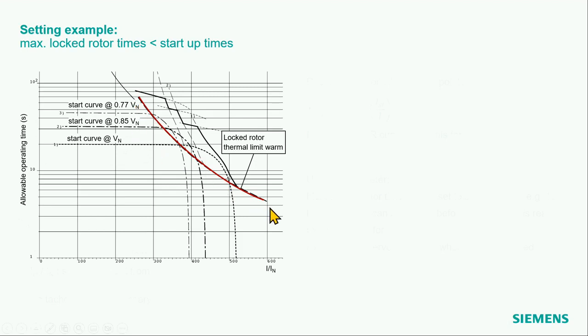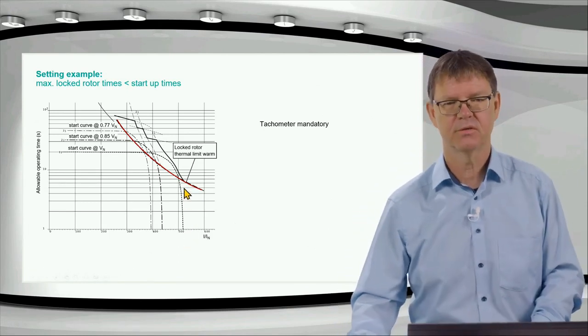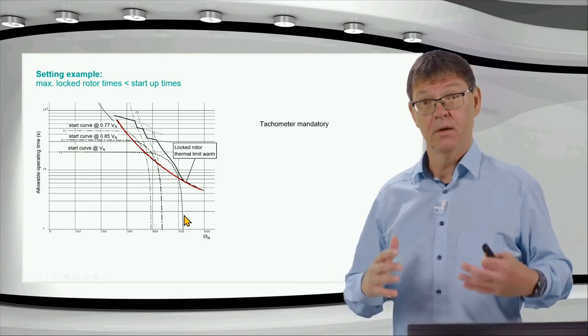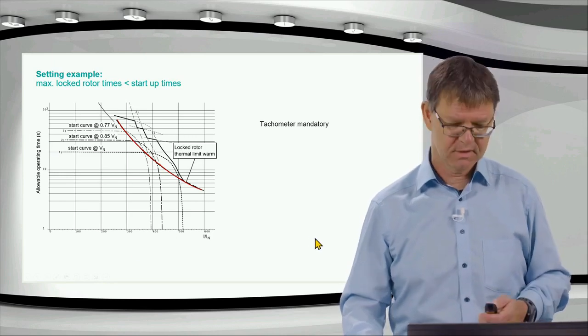limit, thermal limit. That means if the motor is running up, this curve here is allowed. If the motor is stalling, the rotor is locked, then I must switch off at that point at the latest. And I cannot just take that value because it's always smaller than the starting time. So I need to distinguish between the locked rotor situation and the normal starting. Therefore I need somehow a tachometer or speed meter to understand, is the rotor locked or not locked? If it's locked, then this time here applies, or I just immediately trip. I could set my locked rotor time to a certain value. Or if not, then I have a setting that allows me to make the normal startup time.